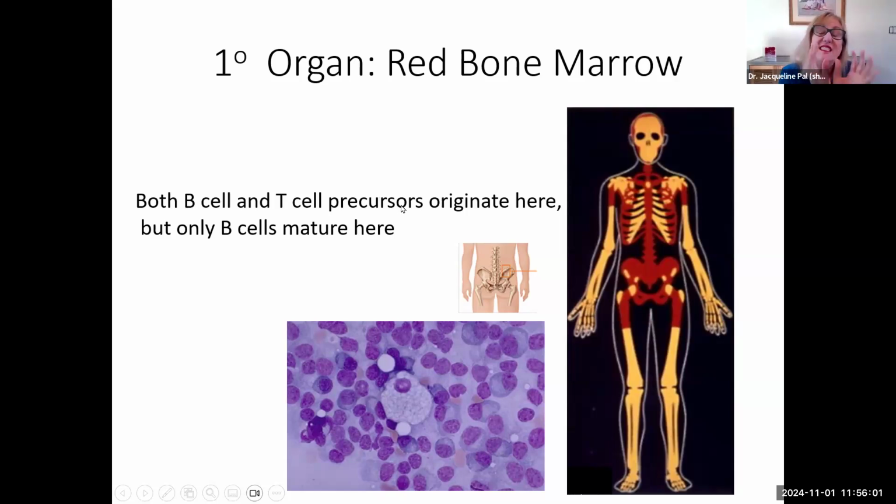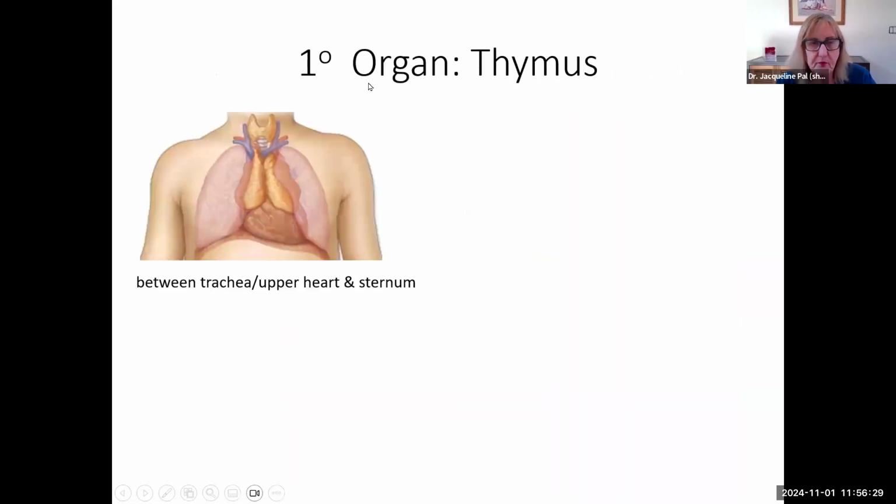So we have a stem cell for your lymphocytes that is made here, but only the line that forms the B cells matures here. So what you need to remember about red bone marrow is this is where B cells are made. So bone marrow with a B, specifically red bone marrow, is where B cells are made.